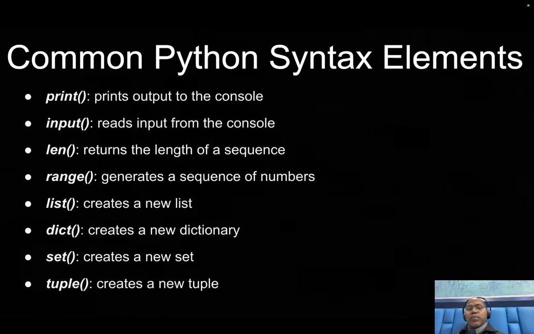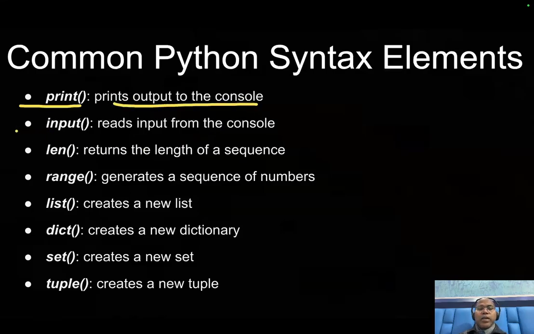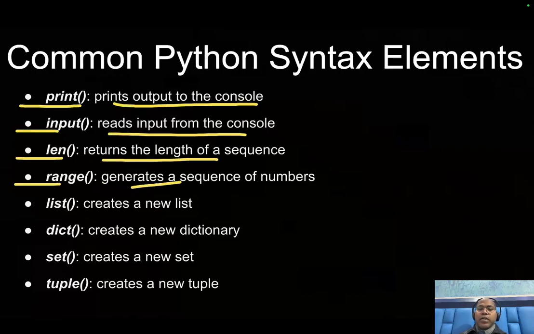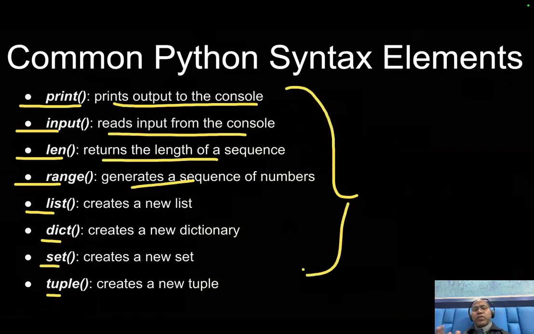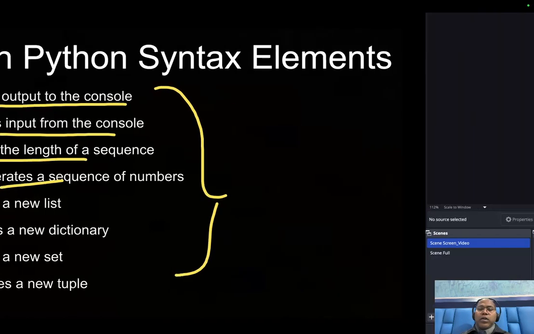These are some common Python syntax, or built-ins, that you will generally notice we are using. Print outputs to the console. Input takes input. Len calculates the length. The range function generates numbers. List, set, and tuple are declarations. These are the basics you can commonly use.